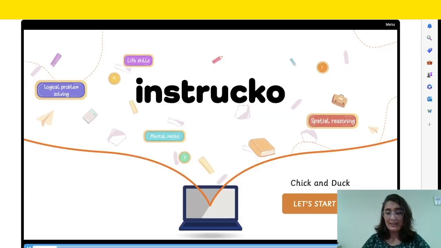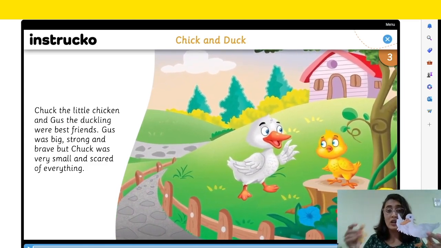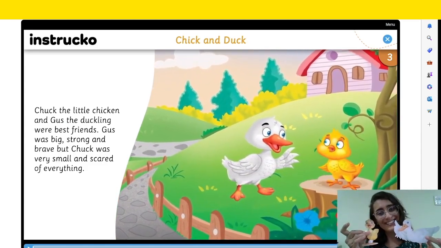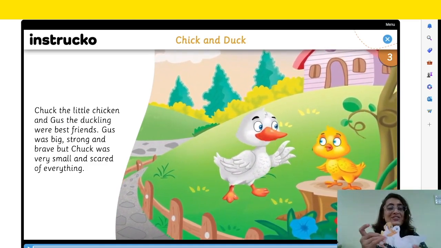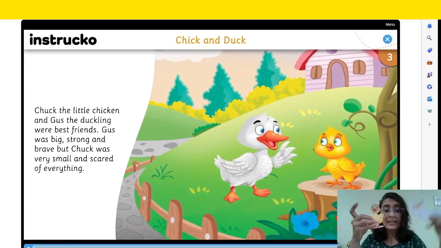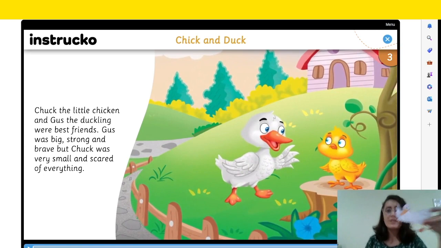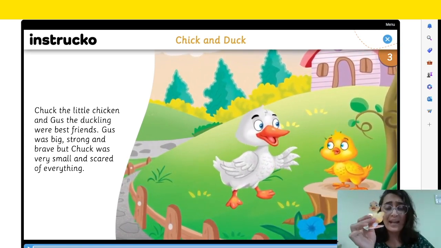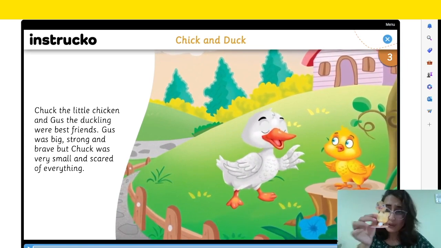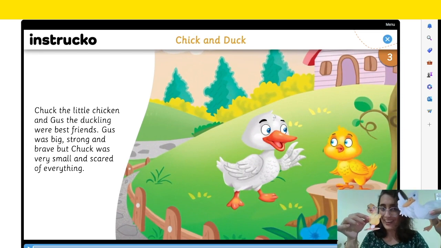As you all can see, Gus is a duck and Chuck is a chick. Yes, that is why his name is Chuck. Chuck the little chicken and Gus the duckling were best friends. Gus was big and strong and brave, but Chuck was very small and scared of everything. You can see Chuck is so small, right? And my Gus is strong and brave, right?